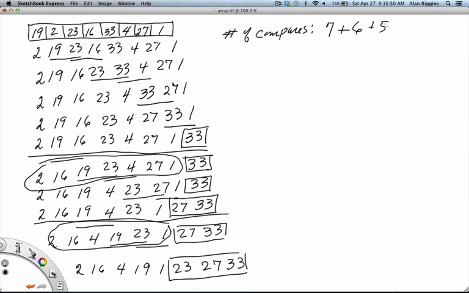Now going again, we have 2 and 16, that's fine. 16 and 4 are not fine, those have to be swapped. This gives me 2, 4, 16, 19, 1, 23, 27, and 33.